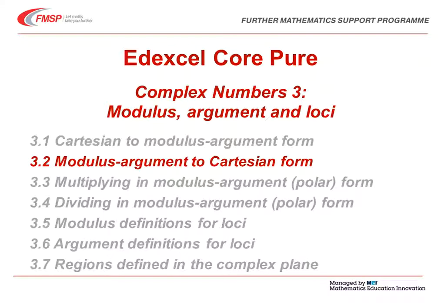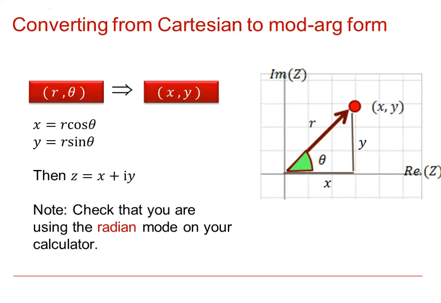EDX Core Pure, complex numbers 3, the modulus argument and loci, converting the modulus argument to Cartesian form. So now we're going to take the modulus argument coordinates r theta and convert them into Cartesian coordinates x, y.